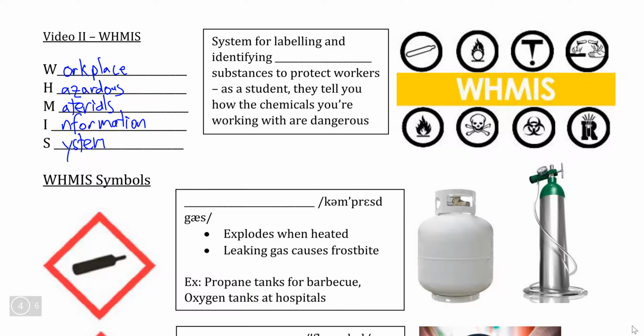So the key component of the WHMIS system is a series of warning labels that are designed to identify when a substance is dangerous and to give workers the knowledge they need in order to avoid misusing each of these substances and potentially causing themselves a lot of harm.